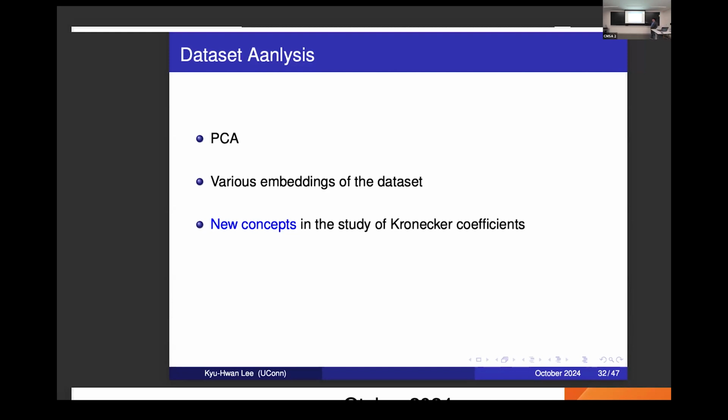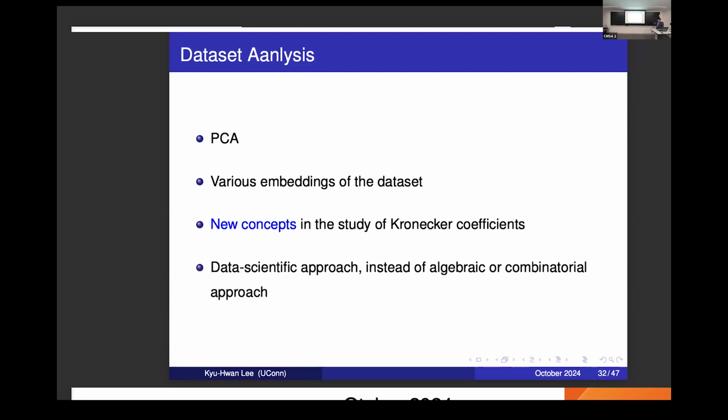But anyway, the results of this analysis result in a new concept in the study of Kronecker coefficients. The point is we are taking a data scientific approach instead of an algebraic or a combinatorial approach. Traditionally, people have been trying to apply algebraic or combinatorial methods, but here we are departing from the traditional method, and we are taking a data scientific approach. That's the difference, and I think that's new. And this approach naturally gave us these new concepts and definitions. So, in some sense, the following definitions are the main results.